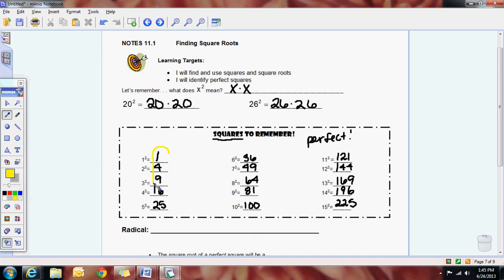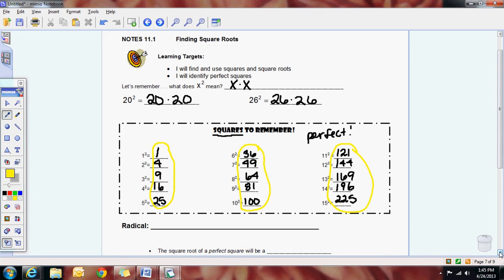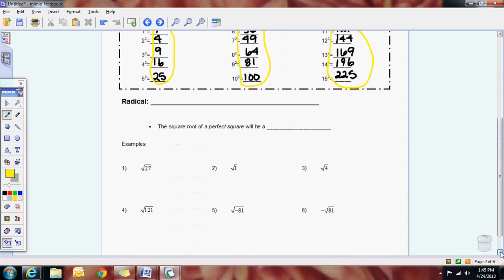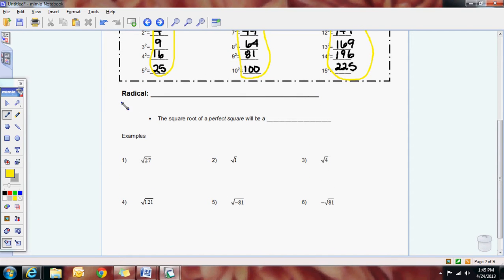These in this column right here, all of these second columns, these are your perfect squares, and these are what you're going to need to remember because we're going to use them throughout the entire unit. So make sure tomorrow you have a good understanding of those perfect squares. So let's put them to use and switch over to square roots. Now, radical is just a fancy way of saying square roots. So if I say radical, you know I'm just talking about square roots.